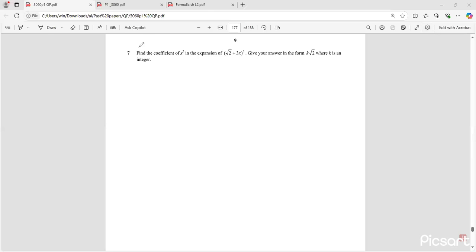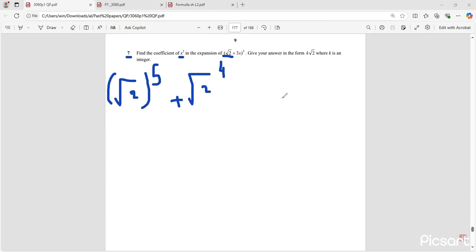Okay, question number 7, expansion, my favorite. Find the coefficient of x squared. Okay, the first term is root 2 to the power of 5. The terms will all be added, then root 2 to the power of 4. Leave space, then root 2 to the power of 3, then root 2 to the power of 2, then root 2 to the power of 1, and we stop here.